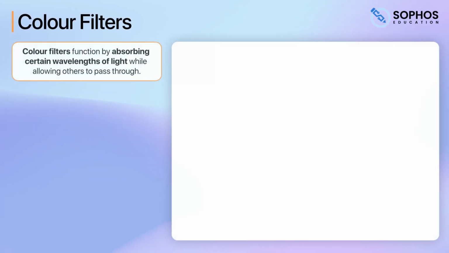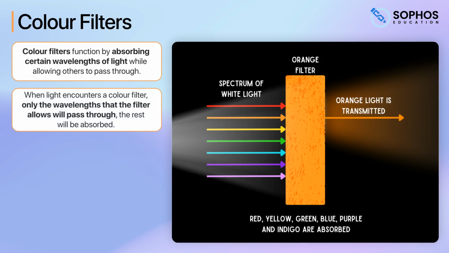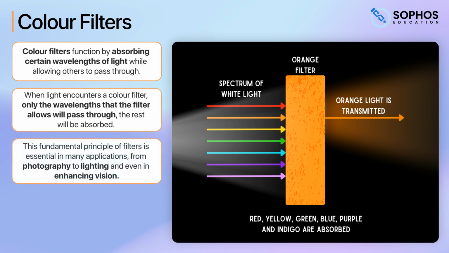Colour filters function by absorbing certain wavelengths of light while allowing others to pass through. When light encounters a colour filter, only the wavelengths that the filter allows will pass through. The rest will be absorbed. This fundamental principle of filters is essential in many applications, from photography to lighting and even in enhancing vision.